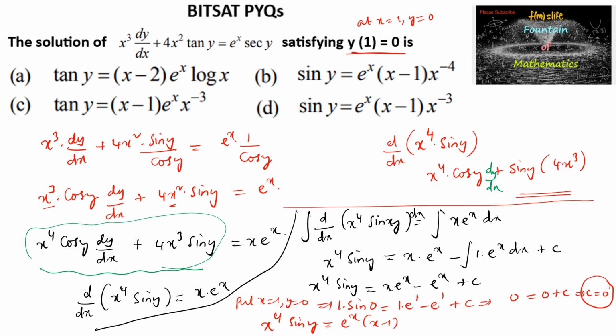Or we can write sin y is equal to 1 upon x power 4, that is x to the power of minus 4 into e power x into x minus 1. So we can see the option B. Option B is the answer.